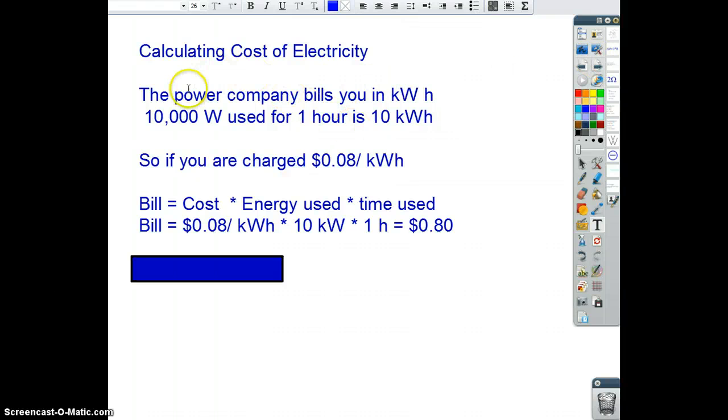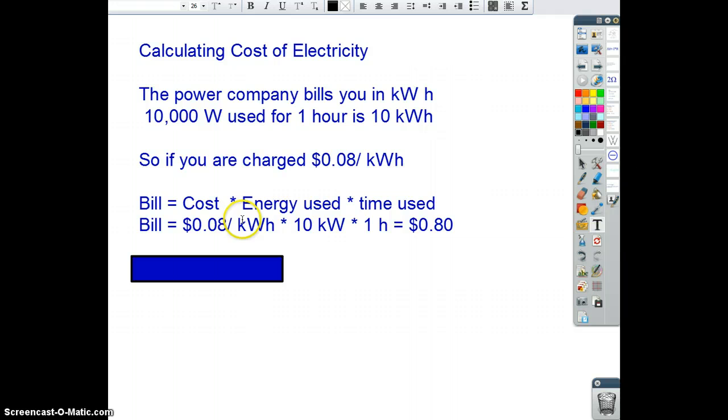So, calculating cost of electricity. The power company bills you in the unit called a kilowatt hour. And what's a kilowatt hour? Well, if I use 10,000 watts and I use it for an hour, that's 10 kilowatt hours. 10 kilowatts, 1 hour. If I'm charged 8 cents per kilowatt hour, how much did it cost me?